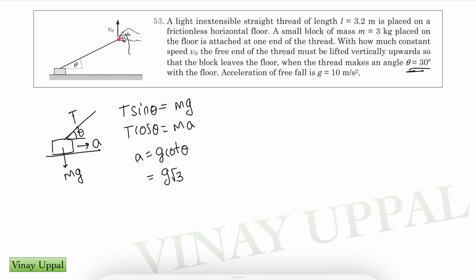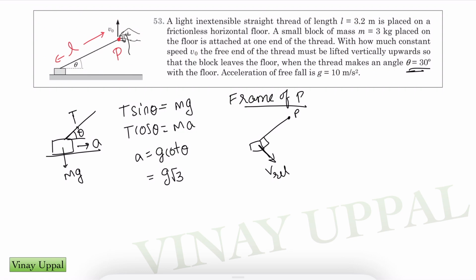Alright, now let me call the top end of the thread point P. So I'm going to go in the frame of point P, because in the frame of point P the block is at a constant distance of L, and therefore that will mean that the block is going to perform circular motion. So in the frame of P, the block is going to perform circular motion, so it will have some v relative perpendicular to the string.